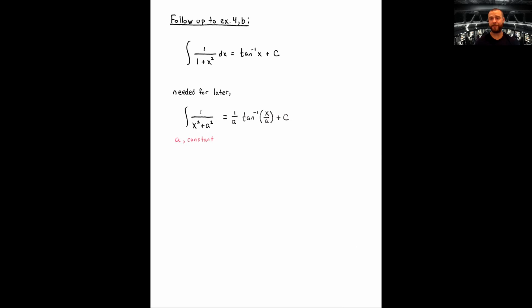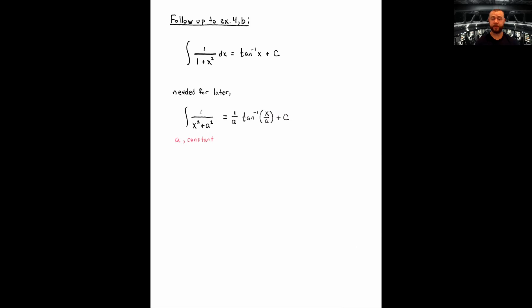All right, in example 4b, we made use of the integral of 1 divided by 1 plus x squared, coming out to being inverse tangent of x. What we're going to need for later is an integral formula where in the denominator it's not 1 plus x squared or x squared plus 1, reversing the order of addition, but it may be x squared plus a different number. So here we have it written generally as 1 divided by x squared plus a squared, where a is a constant.